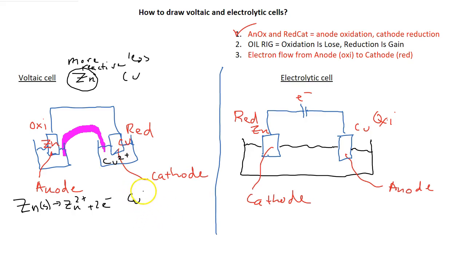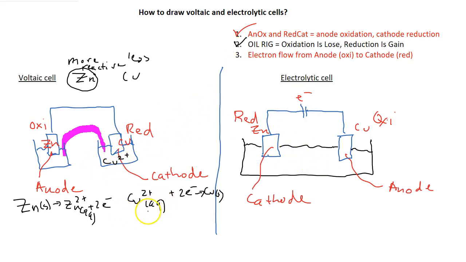So you're talking about copper 2+, aqueous, gaining 2 electrons, becoming copper solid. For electrolytic cells, it's a little bit trickier because it depends on what is in the solution that you have. So I'll talk about it later. Let's just focus on this.